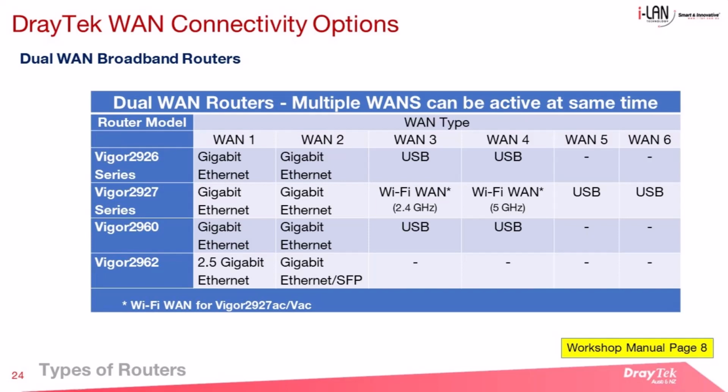Like the 2927 series here can have up to 6 WANs active at once. The 2962, it has LAN ports as well that can be configured as WAN ports, but it can only support any 2 of whichever combination you like. So this port could be used as a LAN port as well, and one of your gigabit LAN ports could be configured as a WAN port. But that's all on the product page, if you forget that.